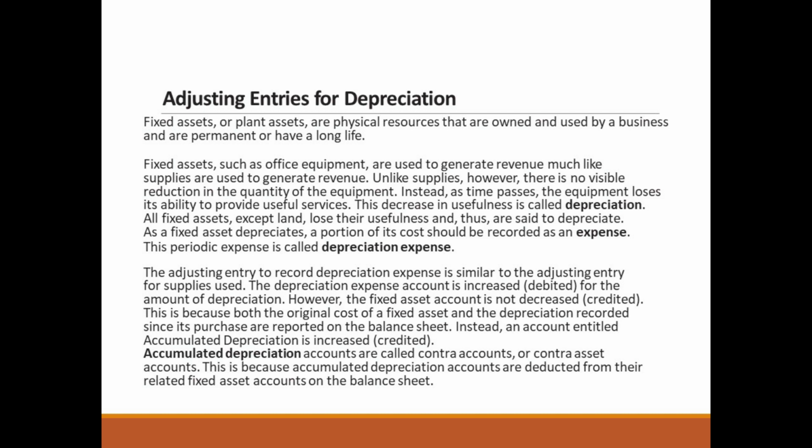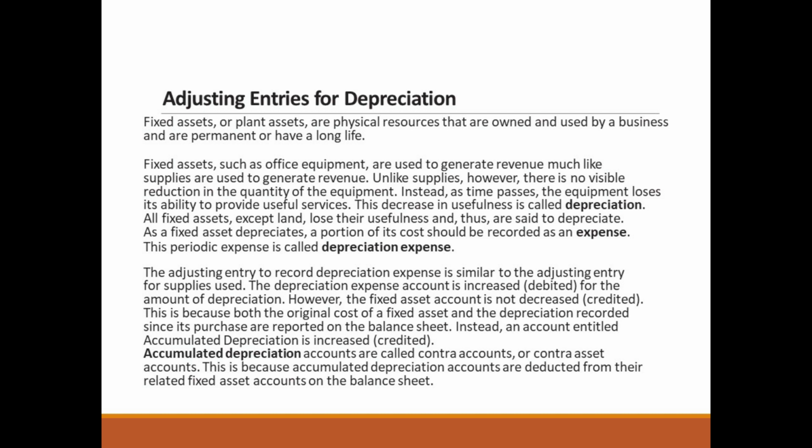Fixed assets, such as office equipment, are used to generate revenue, much like supplies are used to generate revenue. Unlike supplies, however, there is no visible reduction in the quantity of the equipment. Instead, as time passes, the equipment loses its ability to provide useful services. This decrease in usefulness is called depreciation. All fixed assets, except land, lose their usefulness and thus are said to depreciate. As a fixed asset depreciates, a portion of its cost should be recorded as an expense. This periodic expense is called depreciation expense.